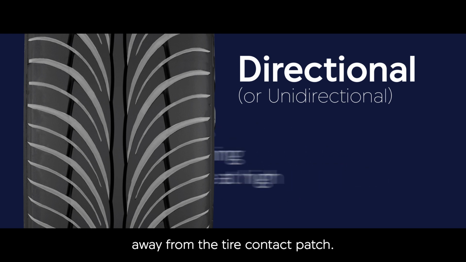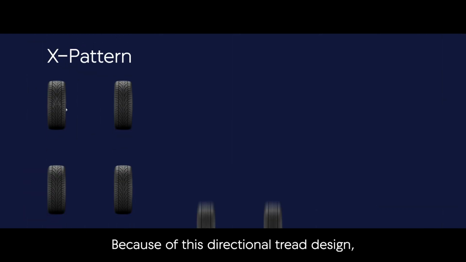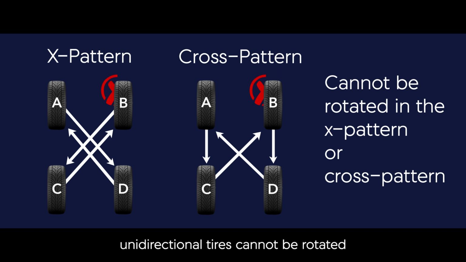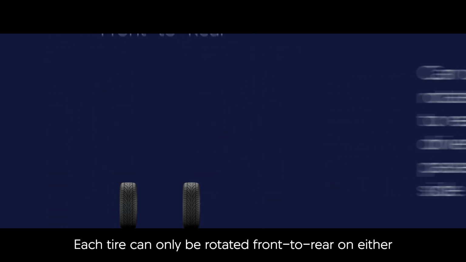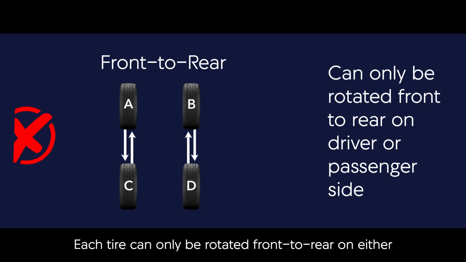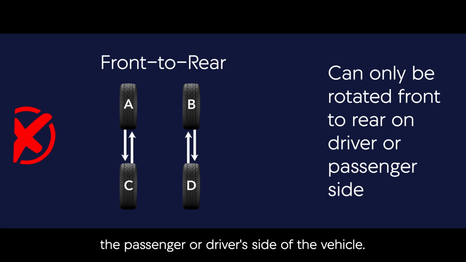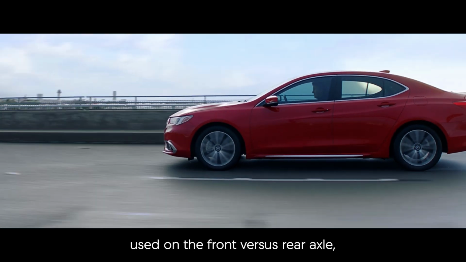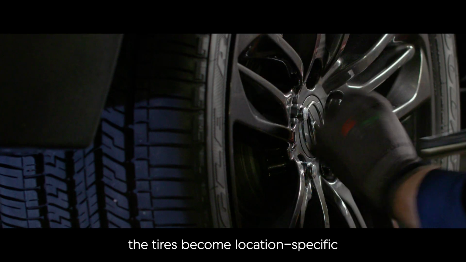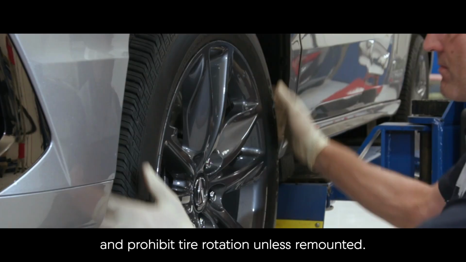Because of this directional tread design, unidirectional tires cannot be rotated in the X pattern or cross pattern. Each tire can only be rotated front to rear on either the passenger or driver side of the vehicle, unless they are dismounted and remounted on their wheels in the proper direction. If different sized tires are used on the front versus rear axle, the tires become location-specific and prohibit the tire rotation unless remounted.